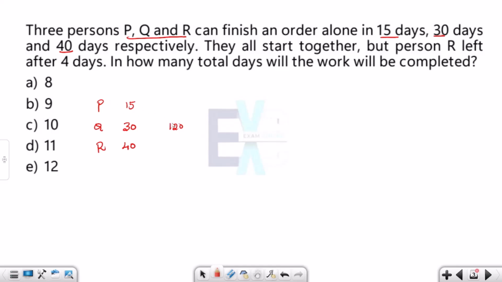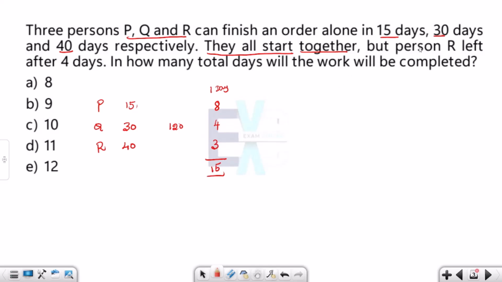Now, P can complete this 120 work in how many days? 15 days. That means in one day, how much part of the work will be done? 120 divided by 15, which is 8. Similarly, Q: 120 divided by 30, so 4. Next R: 120 divided by 40, which is 3. Now, they all start together. P, Q and R, in one day, how much part of the work will be completed? 15 parts of the work will be completed.